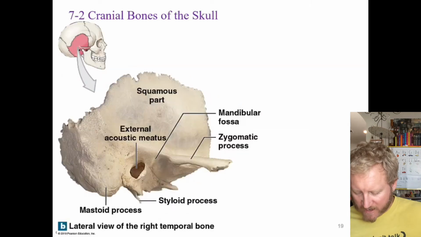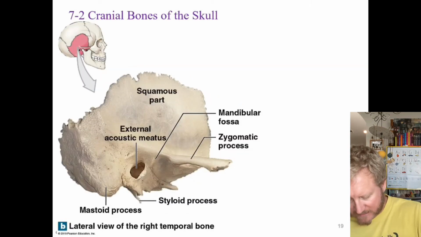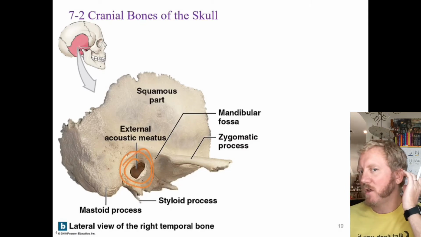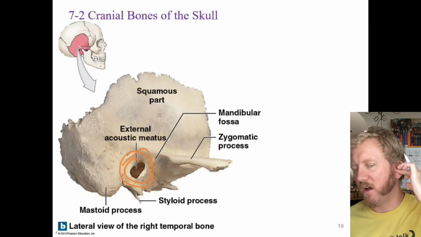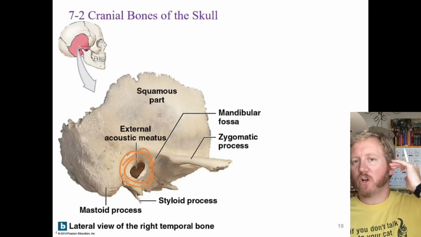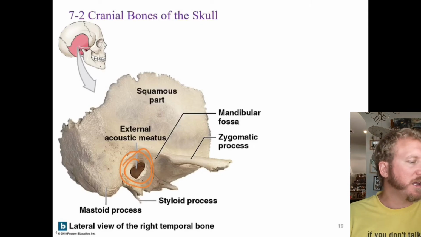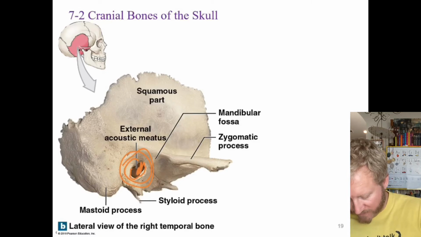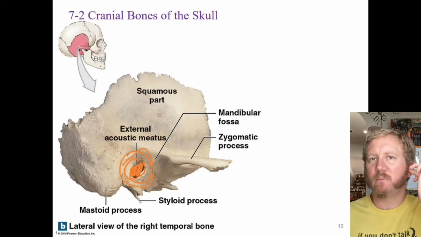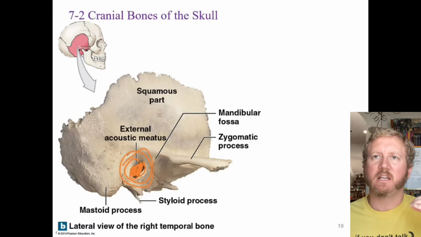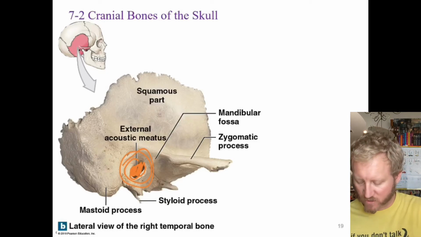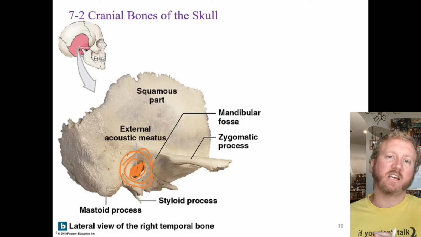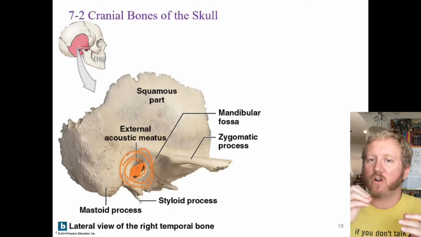A couple other structures we have: the external acoustic meatus, which is this hole right here. Now, if you look at my ear, there's the ear canal that goes in and it terminates at the tympanum, which is the eardrum. And then from there, the eardrum sort of sits right here and it fills that in. Moving past that tympanum, you're going through the external acoustic meatus into the middle ear where those auditory ossicles are. Now there's another structure on the other side of that, the internal acoustic meatus, and that's where the inner ear is, and then the auditory nerves that go into the brain.